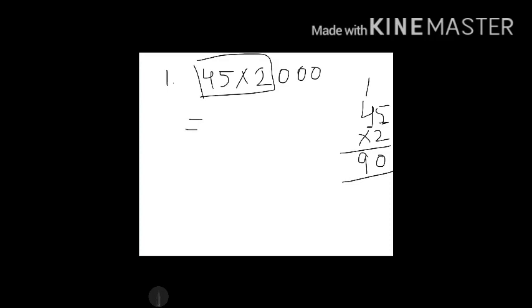So what I'll do, I'll start with an equal to sign like this. I will write here 90, and simply these 3 zeros I will write in the end like this. So the answer is 90,000.